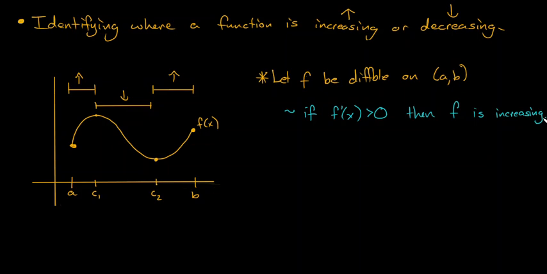How would we say the decreasing part? Less than 0. If f prime of x is less than 0, then f is decreasing.